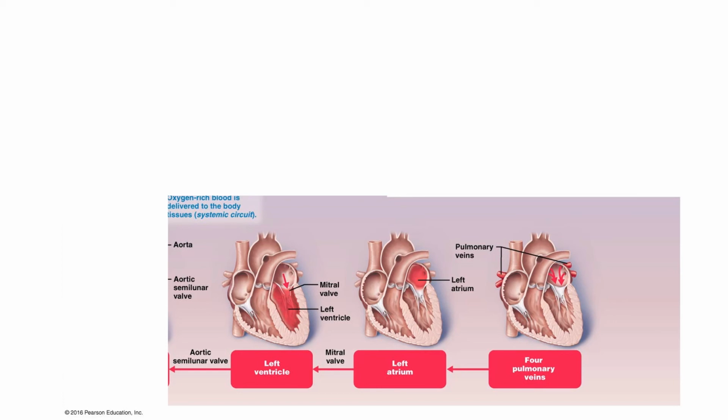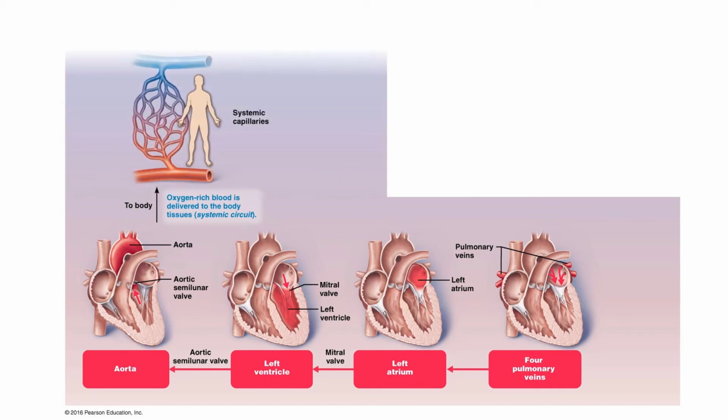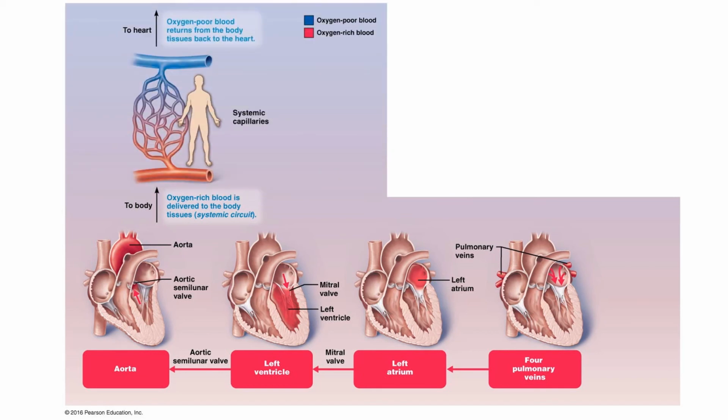As the ventricle contracts, it pushes blood into the aorta, and from the aorta it branches into all of the major arteries that serve the rest of the body. When it gets out to the body, we drop off oxygen, pick up carbon dioxide, and start the cycle all over again.